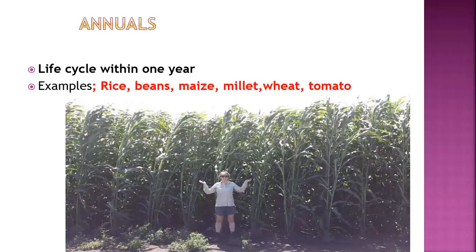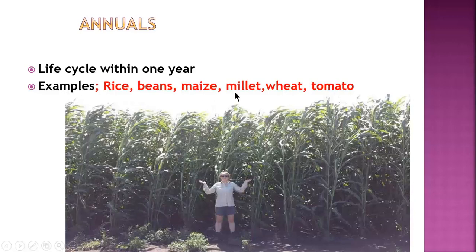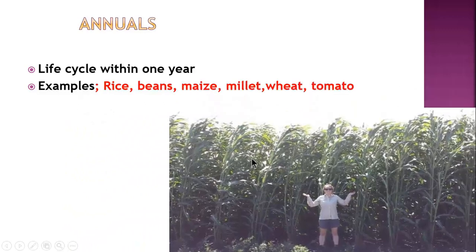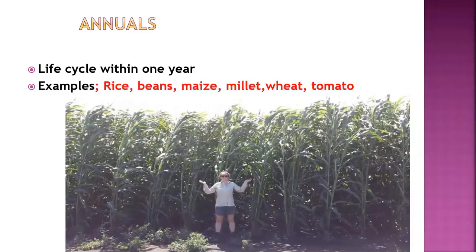Now, when plants are classified as annuals, their life cycle is always within 1 year. And your examples are what? The rice, the beans, the maize, the millet. And what do you see in this beautiful picture here? You can see clearly that that picture illustrates how sorghum or millet can be grown within 1 growing season. Yes, they are so tall.